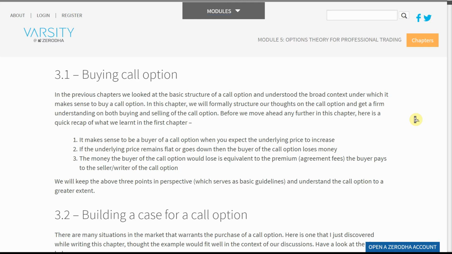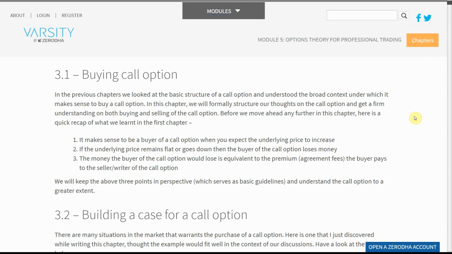Before we move ahead any further in this chapter, here is a quick recap of what we learned in the first chapter. It makes sense to be a buyer of a call option when you expect the underlying price to increase. If the underlying price remains flat or goes down, then the buyer of the call option loses money. The money the buyer of the call option would lose is equivalent to the premium, the agreement fee the buyer pays to the seller, the writer of the call option. We will keep the above three points in perspective, as they serve as basic guidelines, and understand the call option to a greater extent.